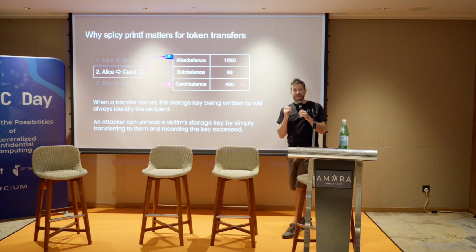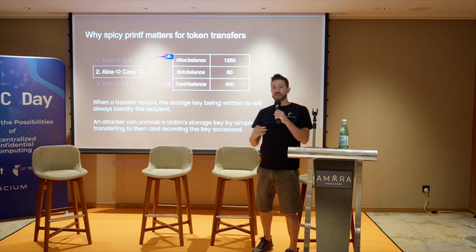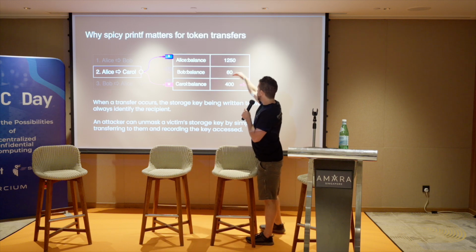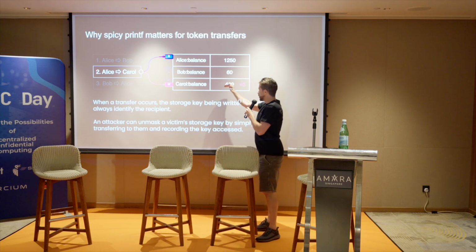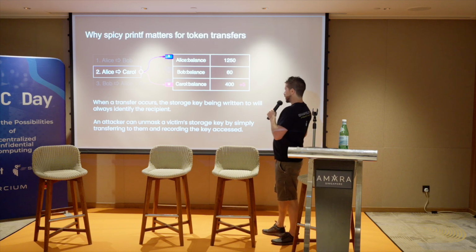And this is what storage access patterns means. It's that you can infer that there is some correlation just by the patterns. So in this example, Alice is transferring to Carol. We're reading Alice's balance, we're writing Carol's, and yeah, this is the problem. So next slide, please.